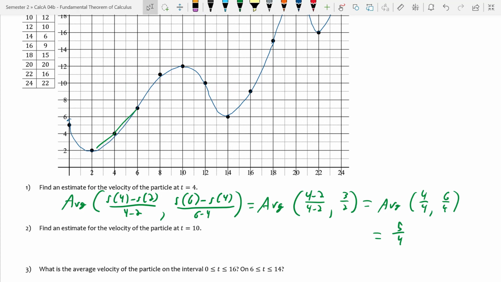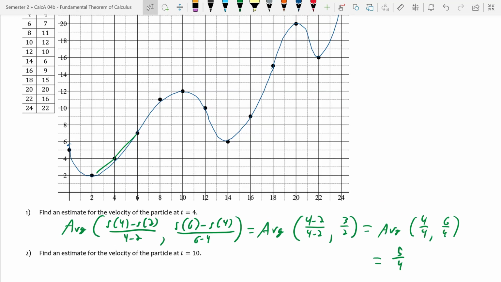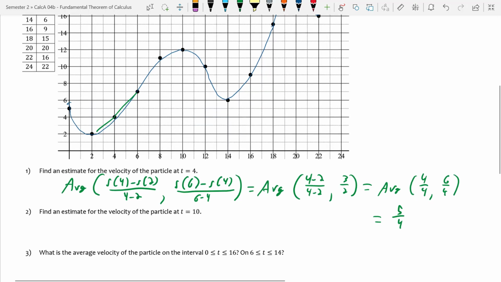The estimate for the velocity of the particle at t equals 10 is going to be about the same thing. Now, you can look at that and say, well, that looks like it's going to be a maximum, so it looks like it's going to be v equals 0. And you can make a case for that because it looks like a turning point, but let's just be sure and do an average of this slope and this slope.